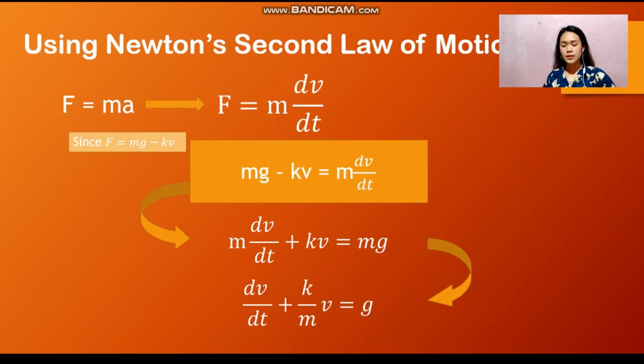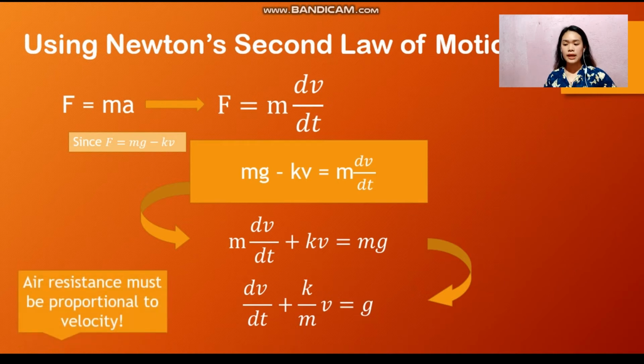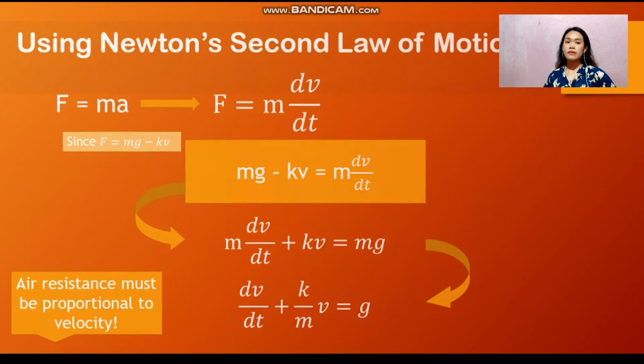m V is equals to g. As you can see, we divided both sides by m. Kaya nakuha natin yung isang formula. Take note, this will work when air resistance is proportional to velocity.